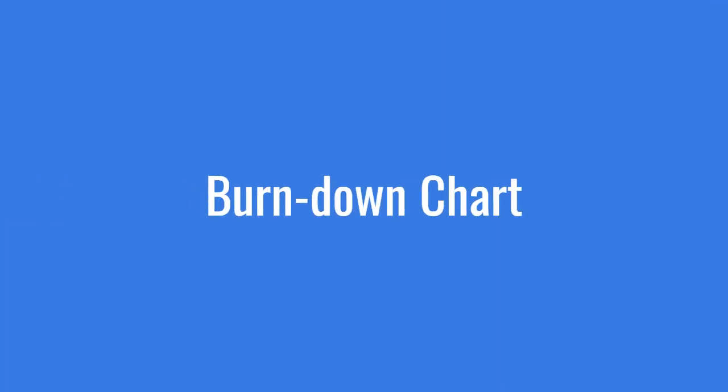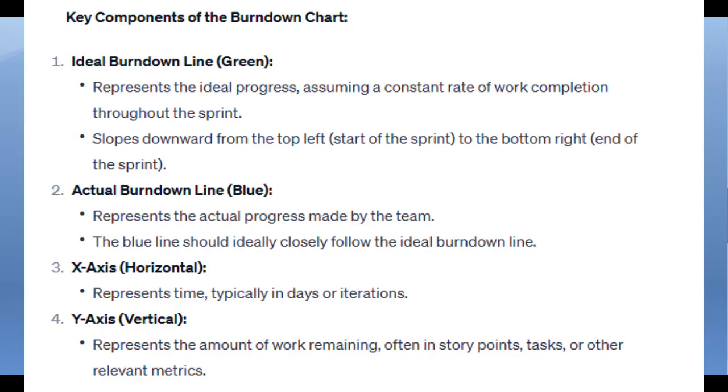Then burn down chart. A burn down chart is basically a chart which visually represents the work which has been completed and the work remaining over the course of the sprint. Basically it is a tool used by the team so that everyone knows how much work is remaining, and the remaining work can be focused on within the remaining time as well.